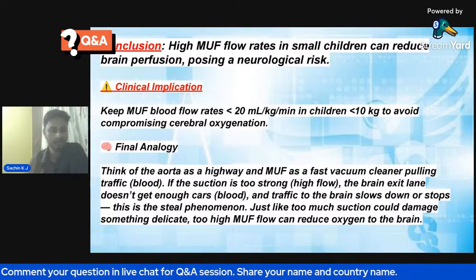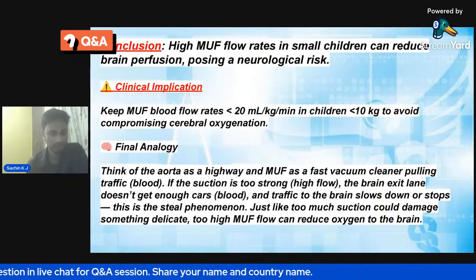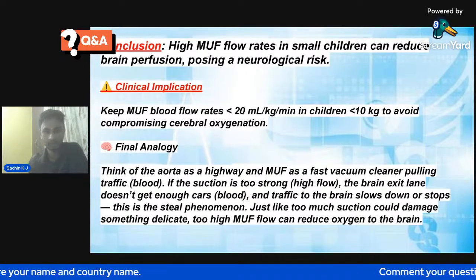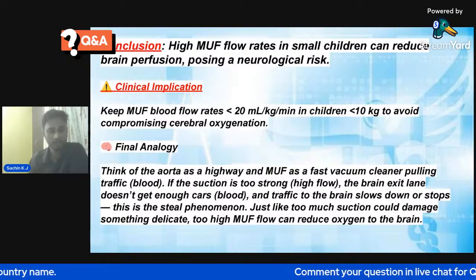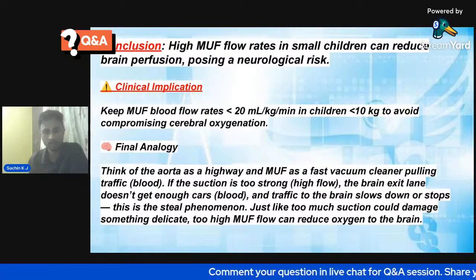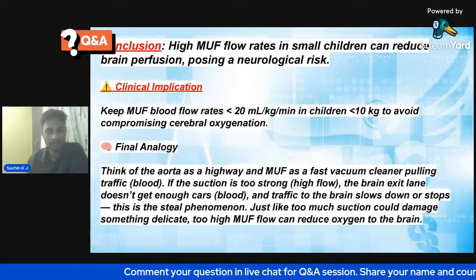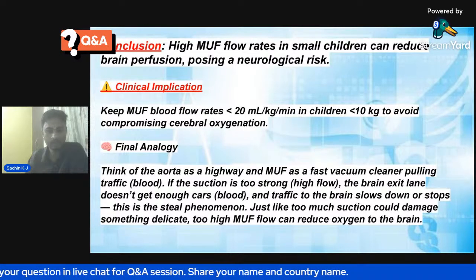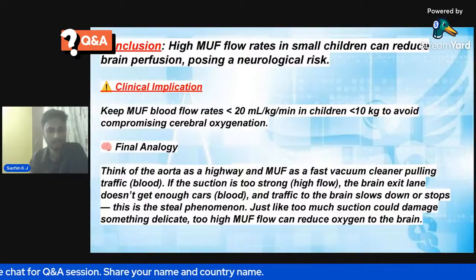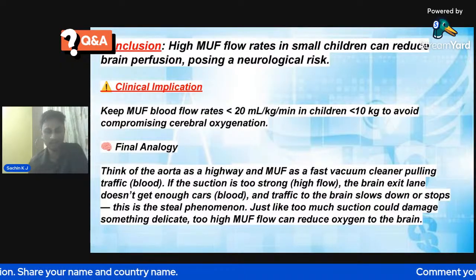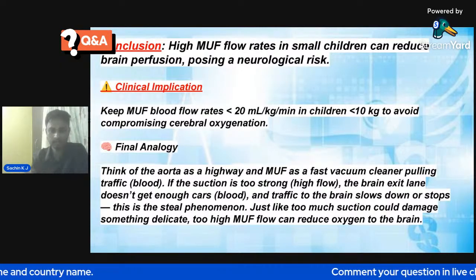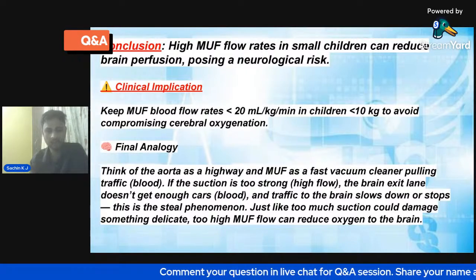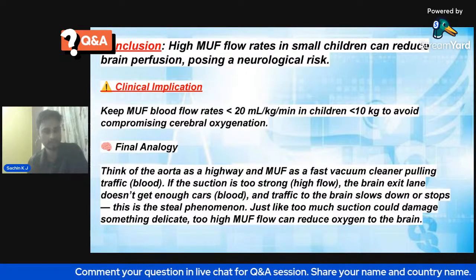I'll give one final analogy. Think of the aorta as a highway and MUF as a fast vacuum cleaner pulling traffic, which is blood. If the suction is too strong, meaning high flow, the brain exit lane does not get enough cars, blood, and traffic to the brain slows down or stops. This is the steal phenomenon. Just like too much suction could damage something delicate, too high MUF flow can reduce oxygen to the brain.